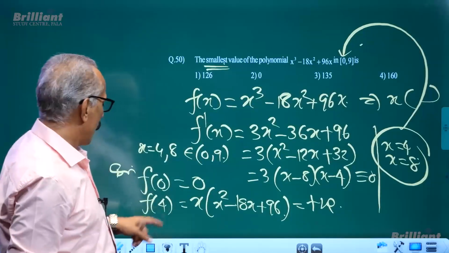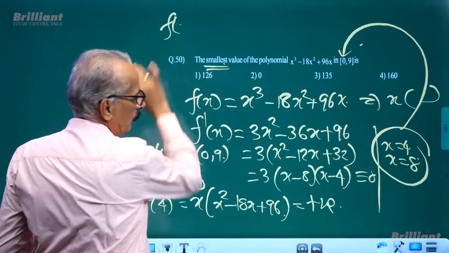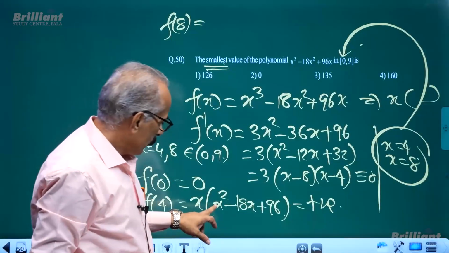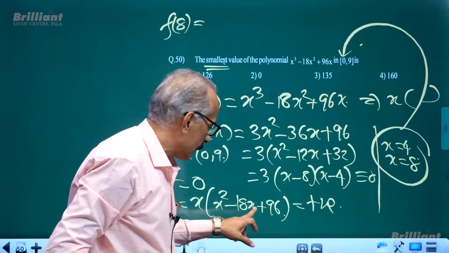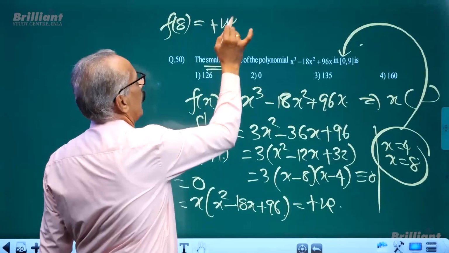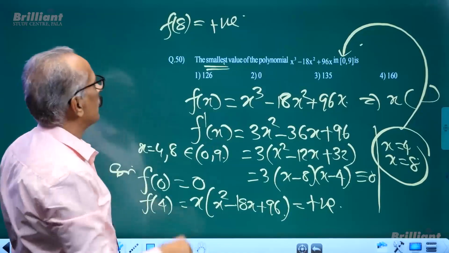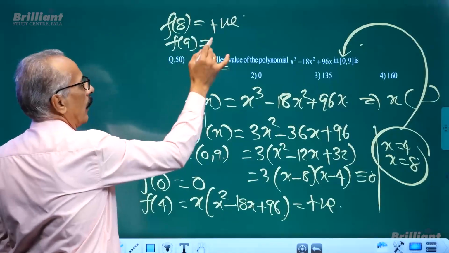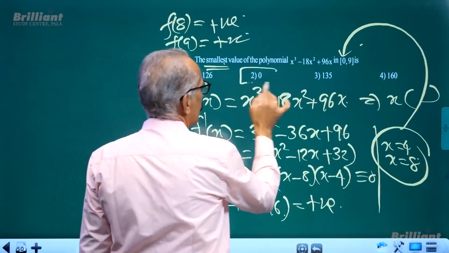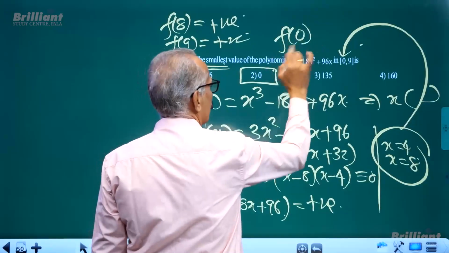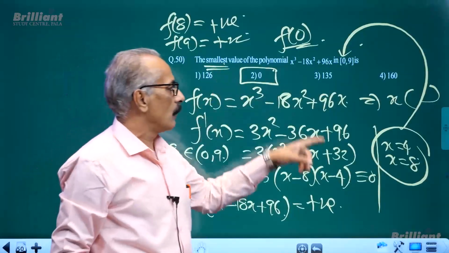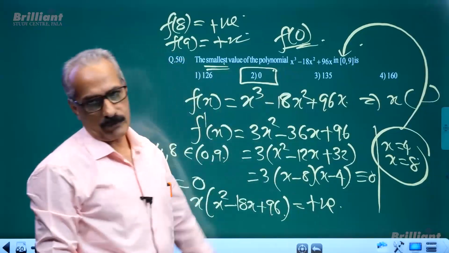Then what will you calculate next? f of 8. Same thing, 8 into, this is 64 and this is 18 into 8, negative. So the positive value is bigger. This is also a positive value. Then what more do you have to calculate? f of 9. No doubt, that's also positive. The smallest is 0. The smallest value is 0, so that is nothing but f of 0. Alright, without calculating, I have found the smallest value. The biggest value you have to calculate yourself.